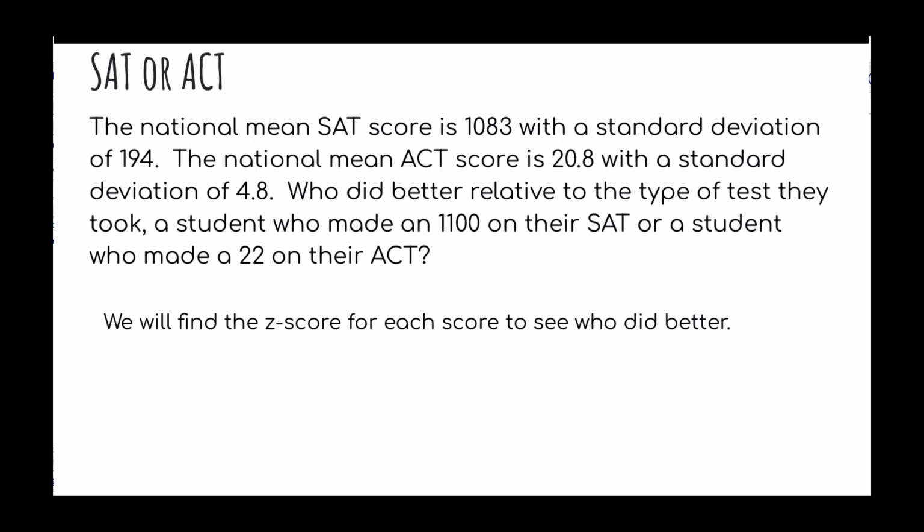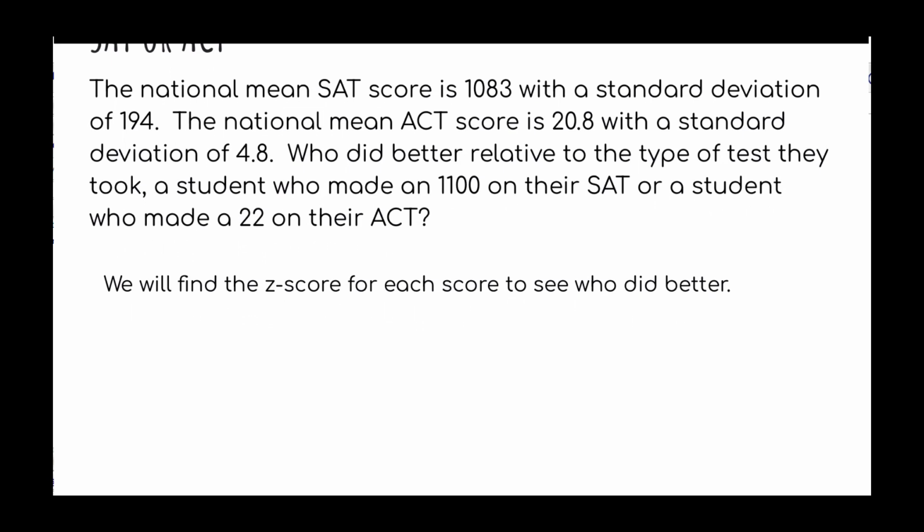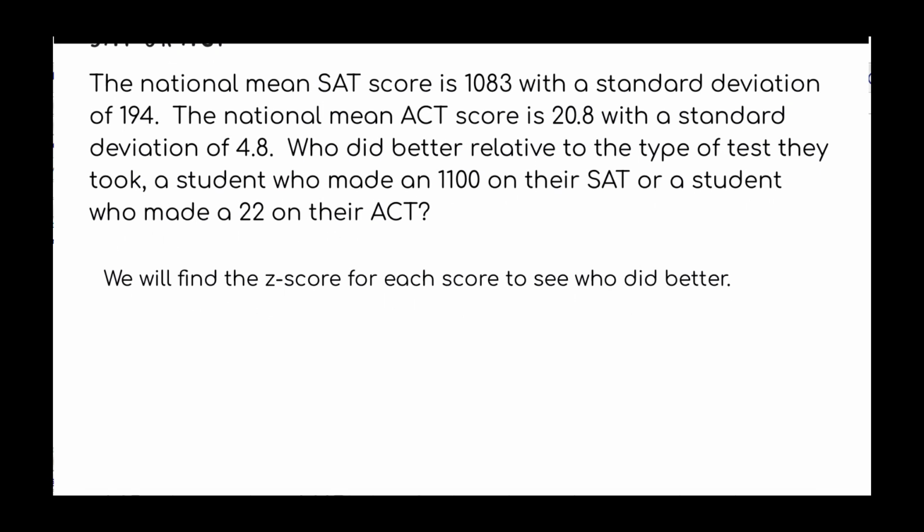The national mean ACT score is 20.8 with a standard deviation of 4.8. Who did better relative to the type of test they took? A student who made an 1100 on their SAT or a student who made a 22 on their ACT? So we're trying to figure out who did better, this person who made 1100 on the SAT or this person who made a 22 on their ACT.